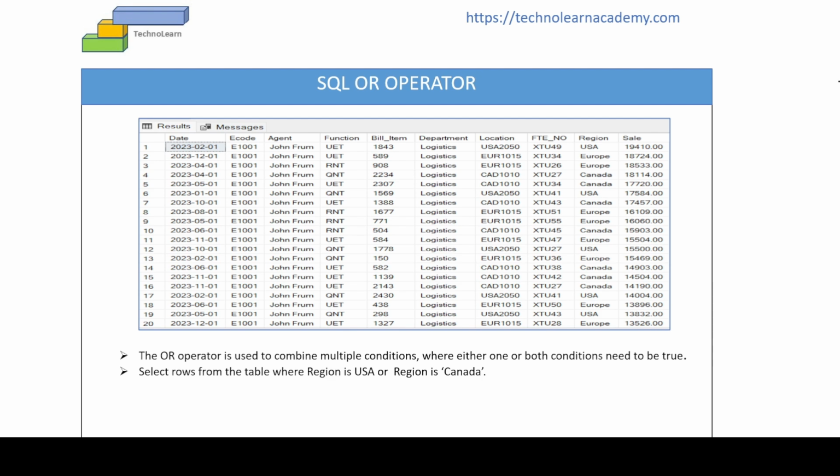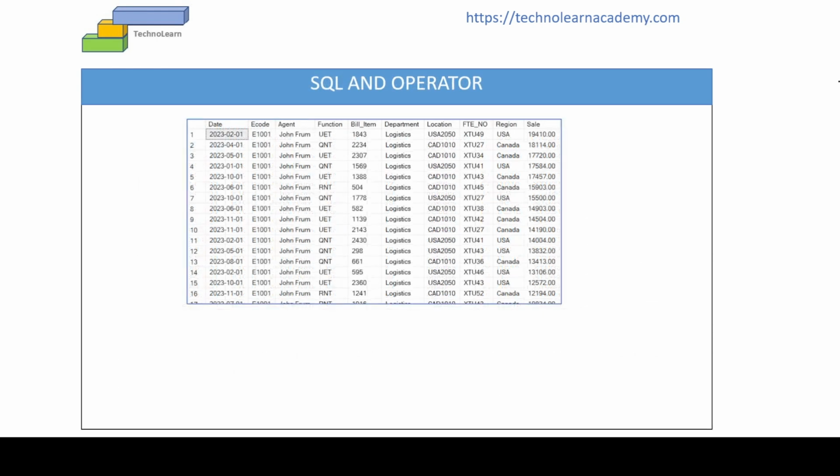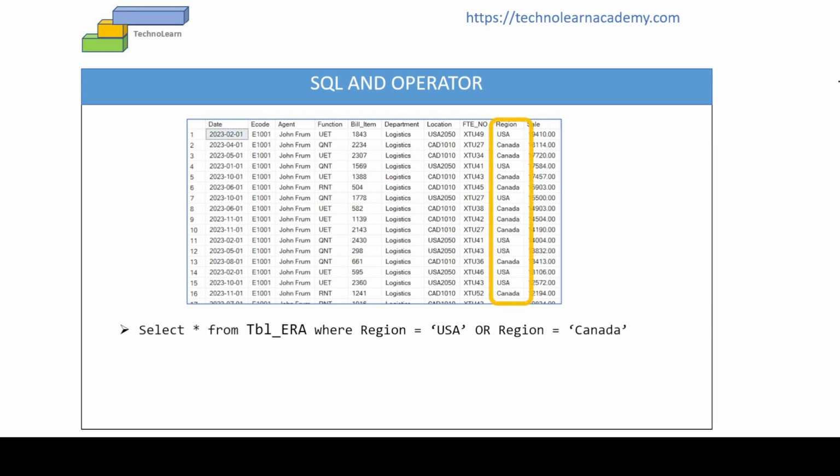In order to execute this query, I'll write down my statement, select asterisk from table name where region is USA or region is Canada. So once we execute this query, then we will have the data set where the region will contain only two values. Either it will be USA or Canada. So this is how our dataset will look like when we execute our query.